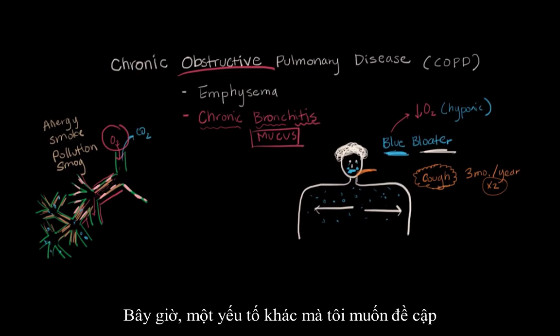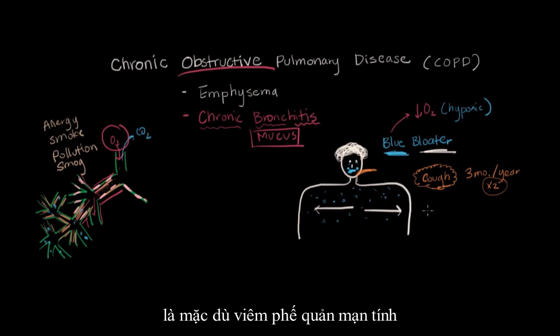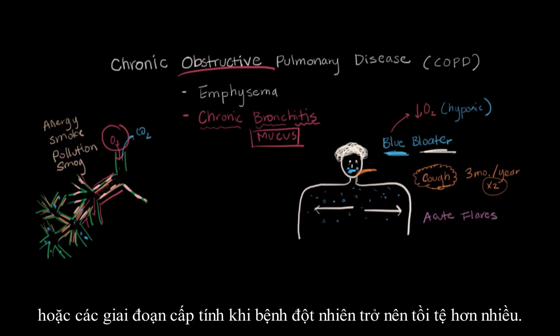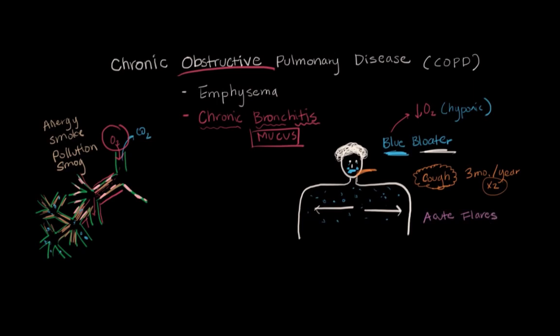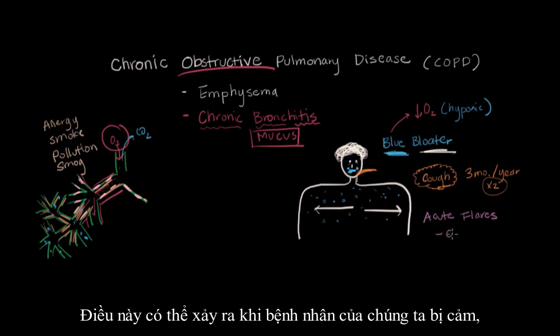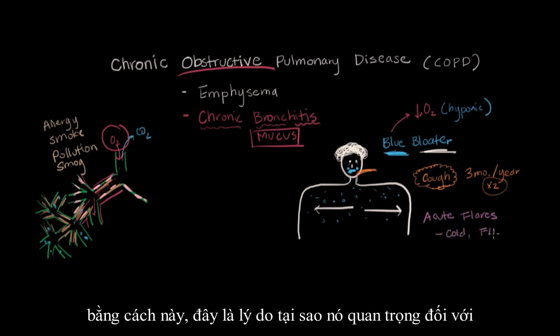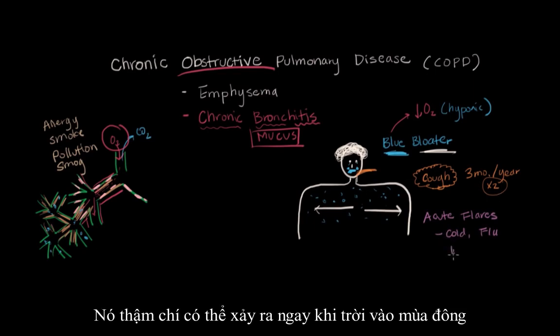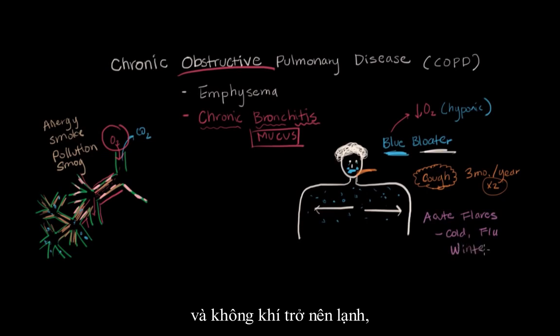Now, another component I wanted to mention is that even though chronic bronchitis is a chronic disease, it can have acute flare-ups or acute episodes where something gets a lot worse. This can happen when our patient has a cold. They can have the flu. By the way, this is why it's important for people with this disease to get flu shots. Or it can just even happen from it being winter and the air being cold, because cold air also irritates the lungs and causes spasm of the airways and can make the cough worse.